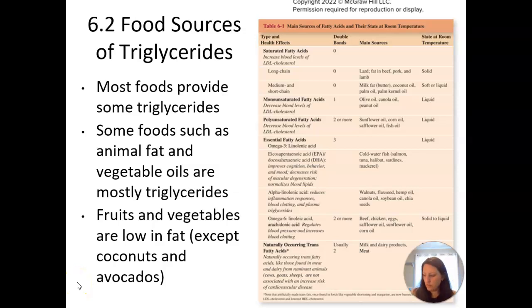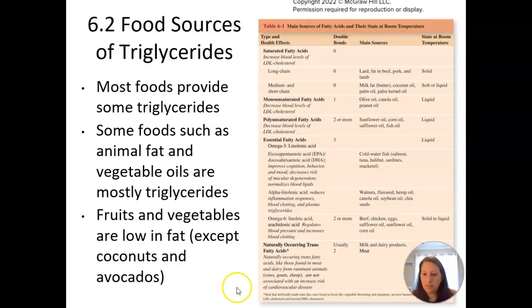Okay, so this is part 2 of chapter 6. We're going to talk about food sources of triglycerides. Most of the food that we eat provides some level of triglycerides. Some foods, such as animal fats and vegetable oils, are mostly triglycerides or very high in triglycerides. Fruits and vegetables tend to be lower in triglycerides, except for coconuts, which are high, as well as avocados.